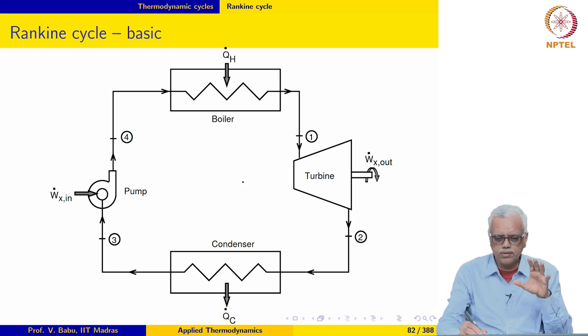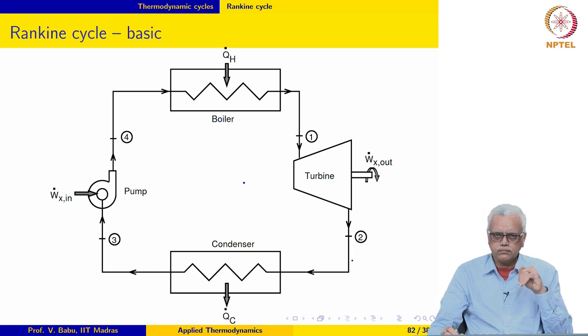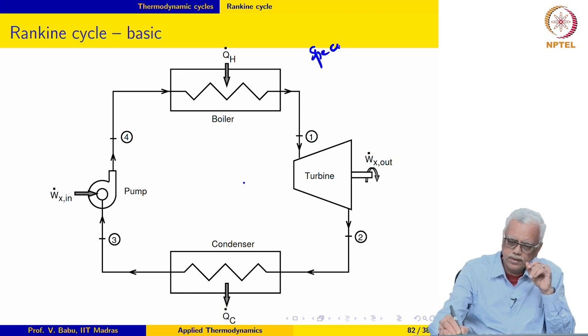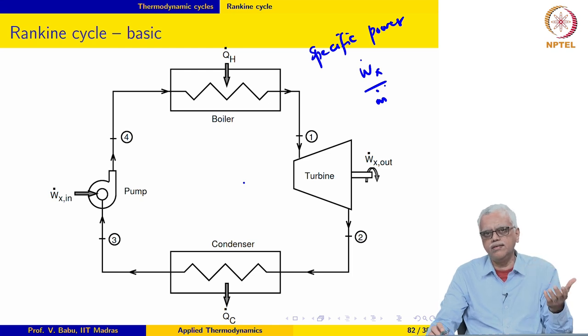We will start with the most basic form of the cycle as shown here, and we will evaluate three performance metrics for this cycle. First one being the specific power. Okay, specific power is nothing but Wx dot over m dot, that is the amount of power developed per unit mass flow rate of the working substance. Okay. And this is a very important performance metric, because it decides or determines the size of the equipment.